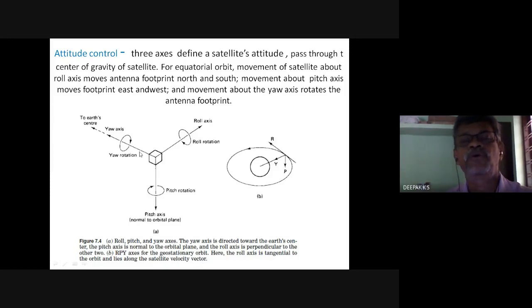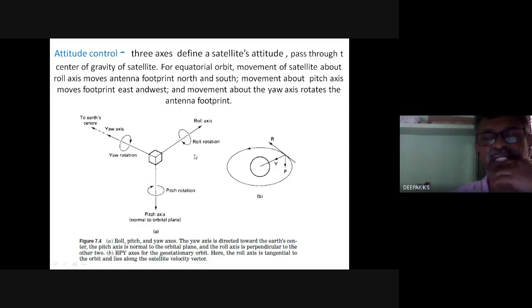So you can rotate satellites about the roll axis, the yaw axis or the pitch axis to attain this attitude control. Movement of the satellite about the roll axis moves the antenna footprint north and south. Movement about the pitch axis moves the footprint east and west, and movement about the yaw axis rotates the footprint.